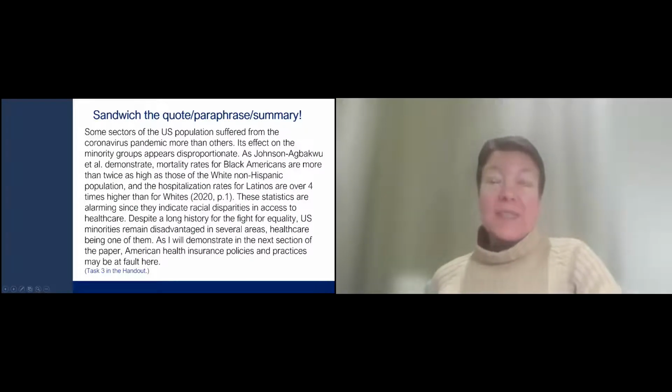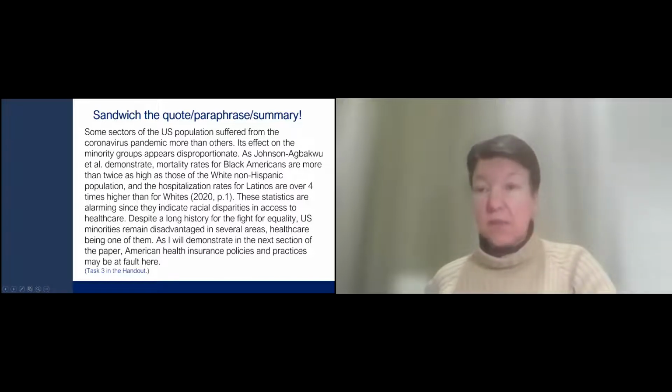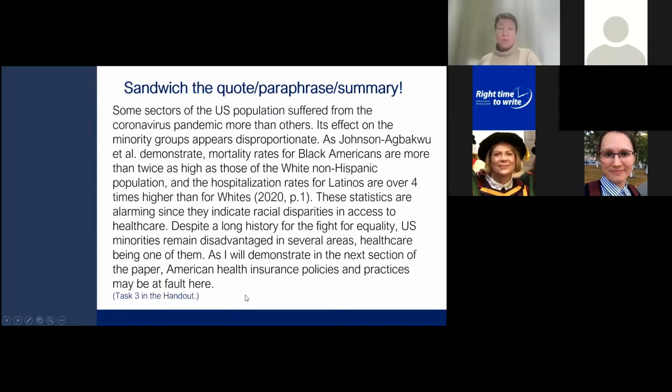Then we had a more extended paragraph. And in that paragraph, we also used an outside source. It was a different source. We skimmed a piece of a paper, and we found in that outside source, in that article that we read, that mortality rates were higher for certain populations than for other populations. Okay, so that was task 3 in the handout. Now, let's look through this paragraph, okay?